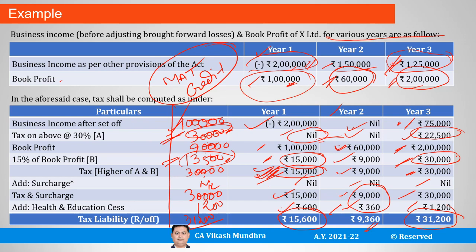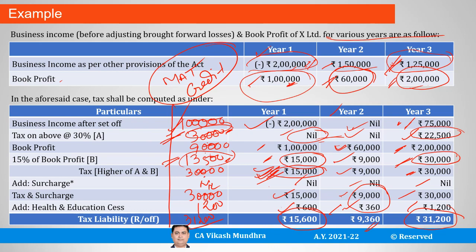Year 2 is the clear case. In year 2, I adjusted my brought forward loss with the current year income, though still I am paying tax under MAT provision. So whether I got any benefit for this adjustment or not, the law states that whatever amount you are paying, under MAT or under regular provision, the set off and carry forward will work accordingly.